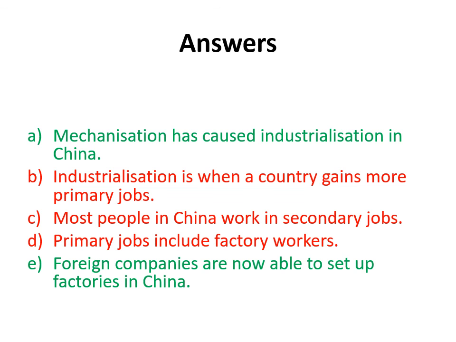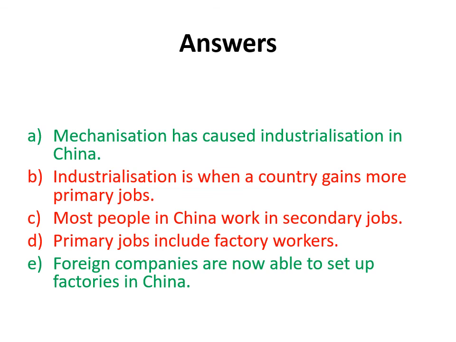Okay, and to finish for today, the answers. A and E are both correct. B, C, D are false. So B, industrialization is when a country gains more primary jobs. No, secondary jobs would be the way to correct that. C, most people in China work in secondary jobs. No, not today. If you go back to the graph, you'll remember that actually secondary and tertiary jobs are kind of tied for most people today.